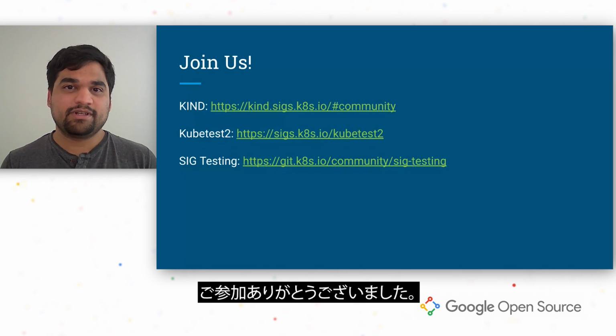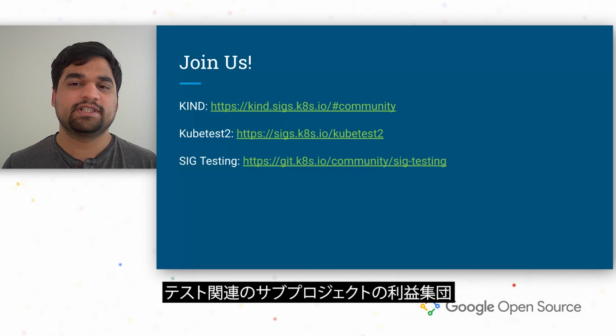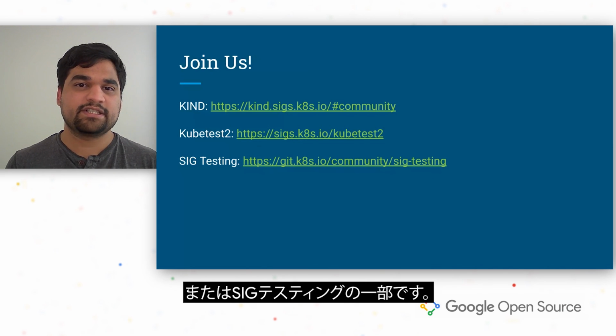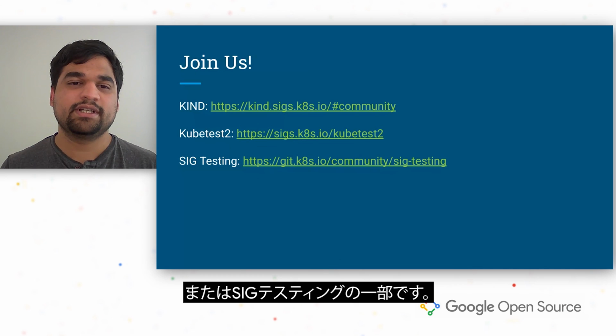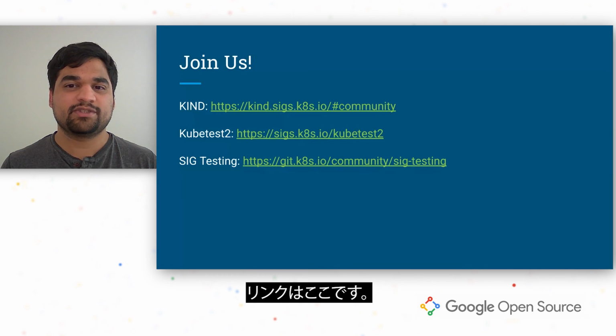So thank you everyone for listening to our talk. Both Kind and Kubetest2 are part of the Kubernetes project and are sub-projects of the testing-oriented special interest group, or SIG Testing as we call it. You can find links to both the projects as well as our community page as shown here.